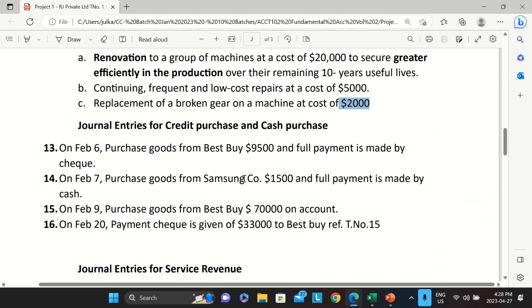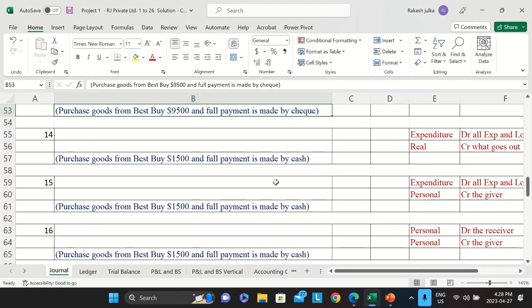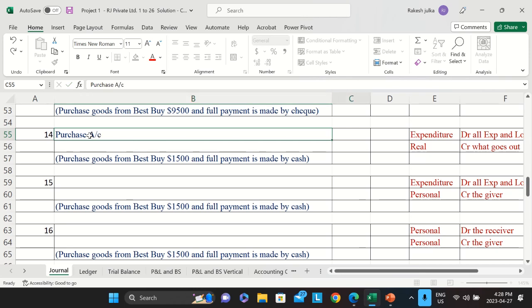On February 7th, the 14th transaction: purchase goods from Samsung company $1,500, and the full payment is made by cash. Now some of the article is taken from another supplier. The supplier is the Samsung company, and $1,500 was spent, and the payment is made by cash instead of check. So it means purchase account debit to cash. So now the entry will be purchase account debit to cash for the 14th one. So I'm just going to write it here, purchase account debit. The amount is 1,500, purchase account debit to cash. So on the credit side, we will write 1,500 as well.